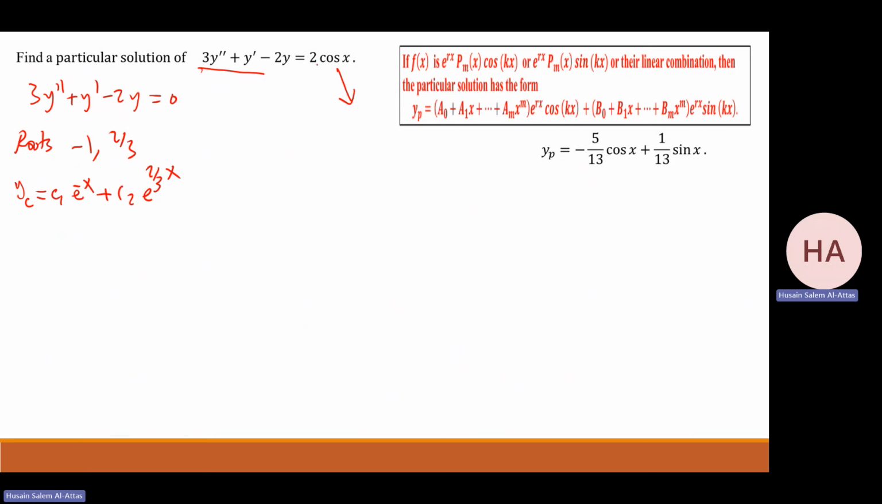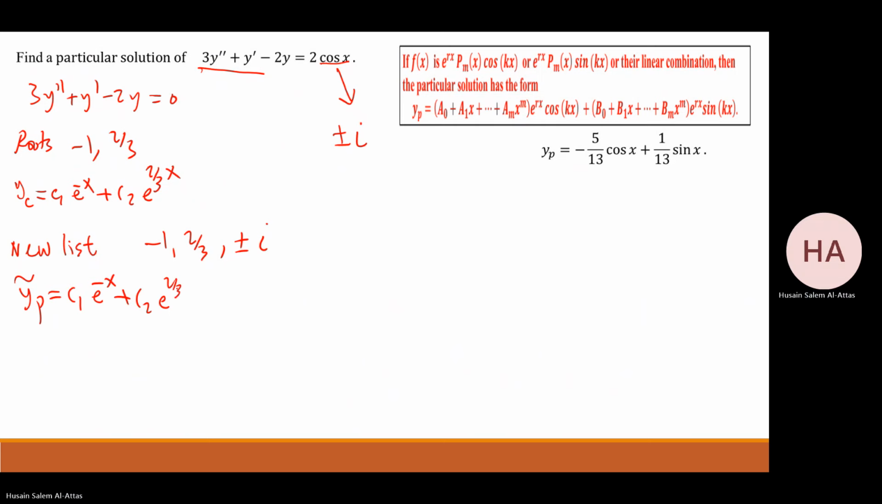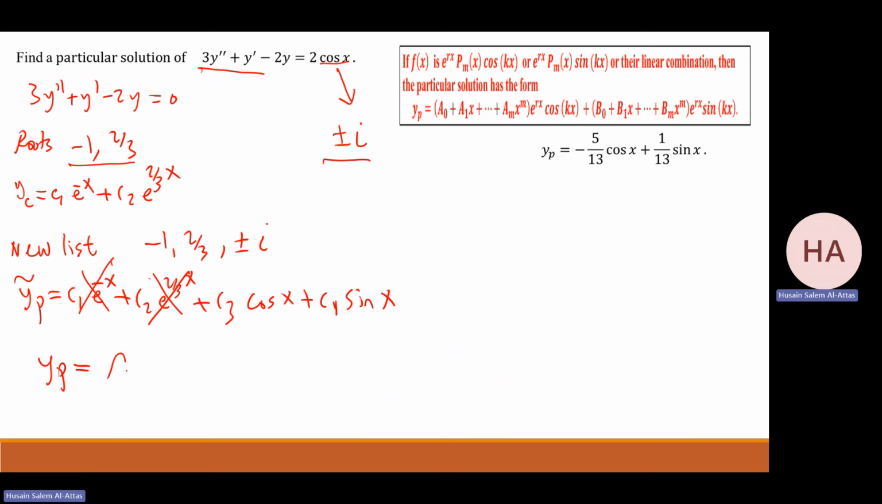What is the root here? Be careful now. If I have sine or cosine, I need plus or minus i. If cosine is there, it means sine is there. So I need plus or minus i. So what is the new list of roots? It will be minus 1, 2 over 3, plus or minus i. yp hat: c1 e to the power minus x, cosine x. So what is my yp? I cancel this, cancel this. Very clear, there is no duplication. Nothing to worry about. So I have y is a cosine x plus b sine x. Then I need to find a and b, like what we did here.